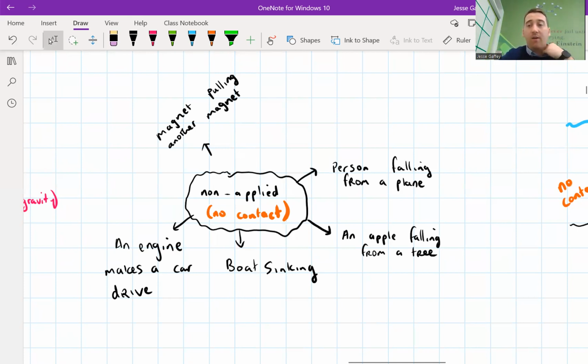In the next video, we're going to be looking at how we can draw diagrams to always know what's going on when we're looking at different kinds of forces. All right, I'll see you in the next video.